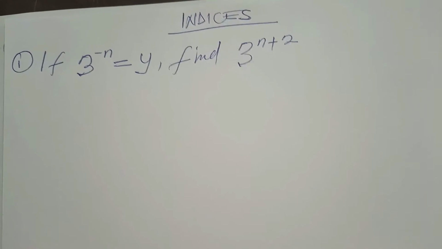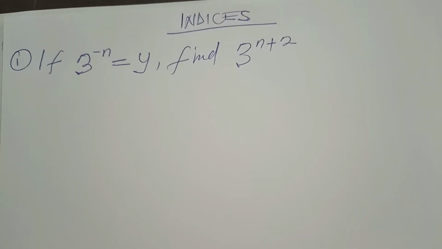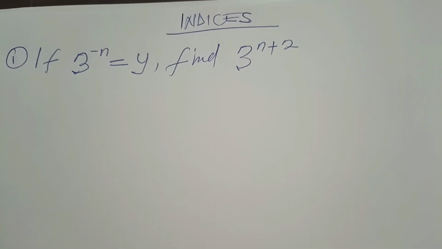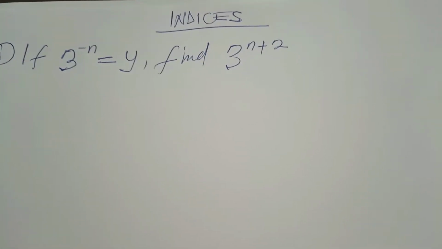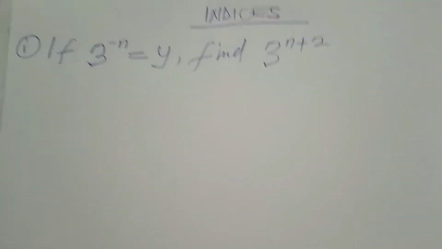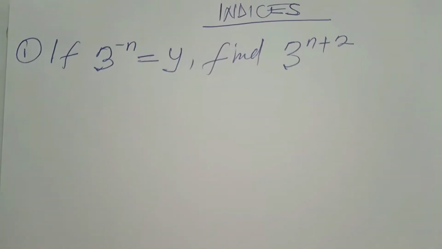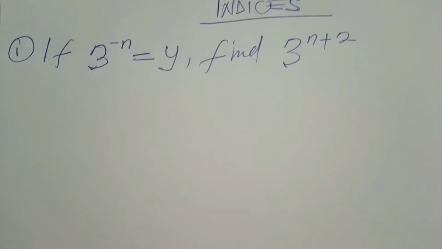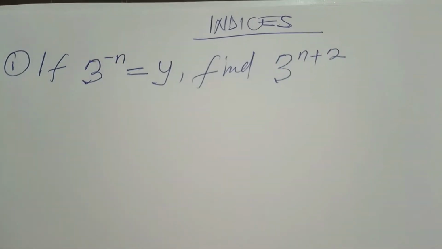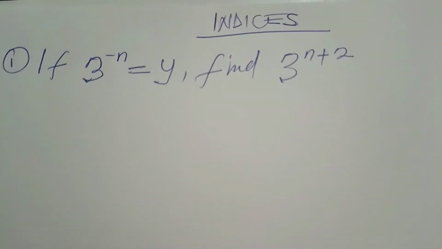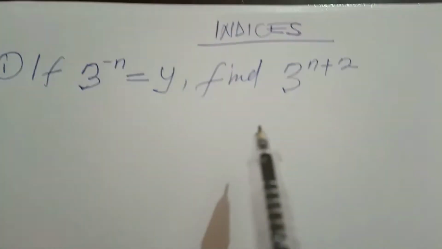This is question 1. If 3 exponent negative n equals y, find 3 exponent n plus 2. I choose to call this question that special question because it's a question that disturbs students so much, and I'm just going to try my best to explain to see whether it will overcome the challenge for some of the students. So this is what is required of you.